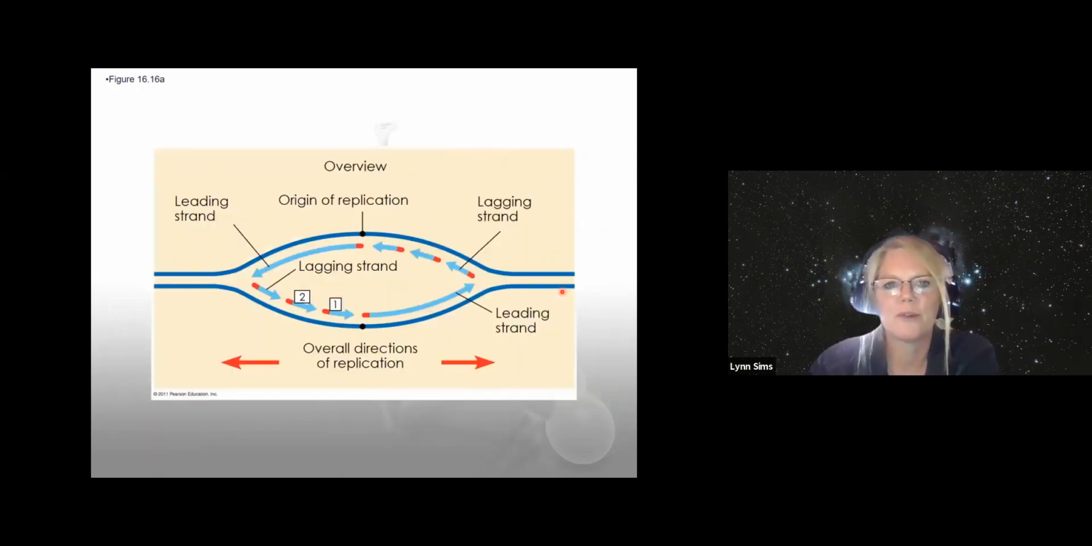Okay, so this kind of shows that overall bubble. We basically talked about what's happening on this side right here. Well, the same thing is happening on this side. And you can see the overall direction of DNA replication is going in opposite directions because remember, DNA polymerase can only add nucleotides from the 5' end to the 3' end. So in the 5 to 3 direction.